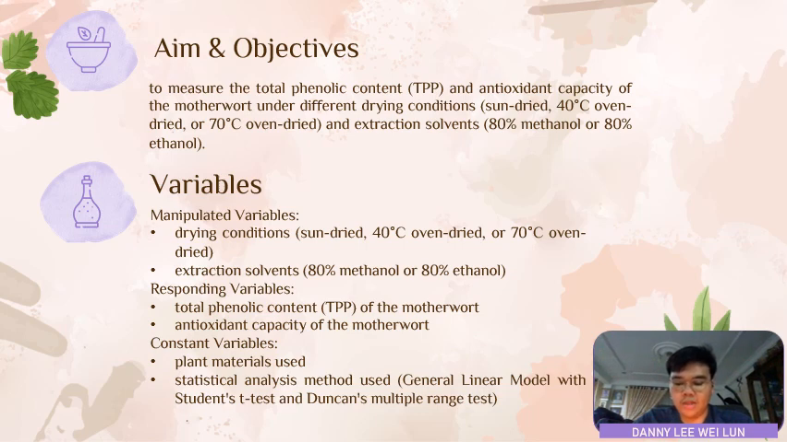So the variables of this experiment consist of three types, which are the manipulated variables under drying conditions and extraction solvents, while the responding variables consist of total phenolic content of the motherwort and antioxidant capacity of the motherwort, while the constant variables are the plant materials used, which are the motherwort, and also the statistical analysis method used, which consists of general linear model with student's t-test and Duncan's multiple range test.